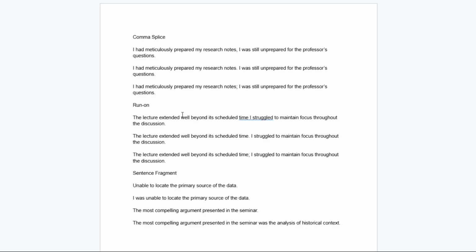This is when you have two ideas that could be broken up into separate sentences, and instead they are joined by a comma. So, for example, in this first example: I had meticulously prepared my research notes, comma, I was still unprepared for the professor's questions. That right there is a comma splice.